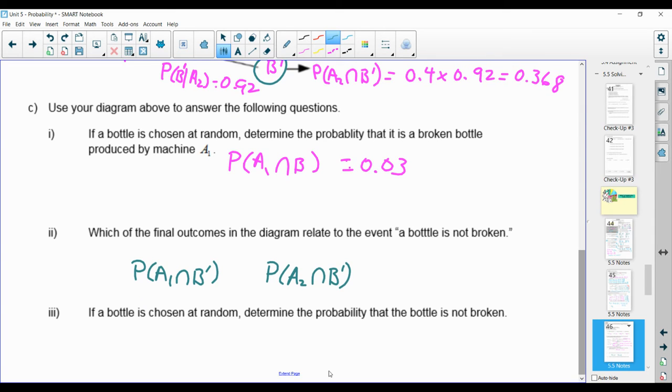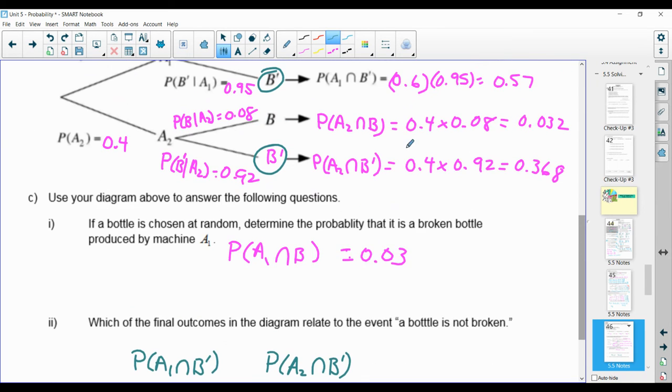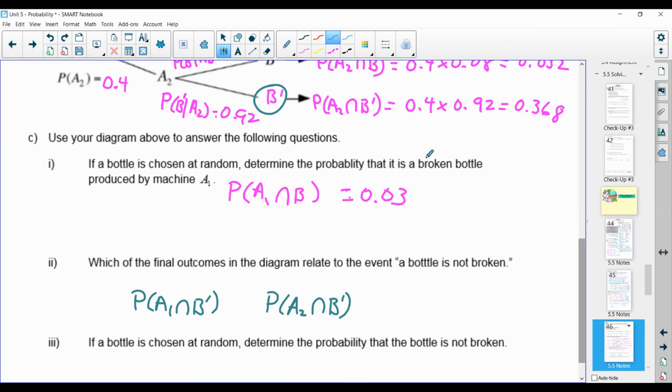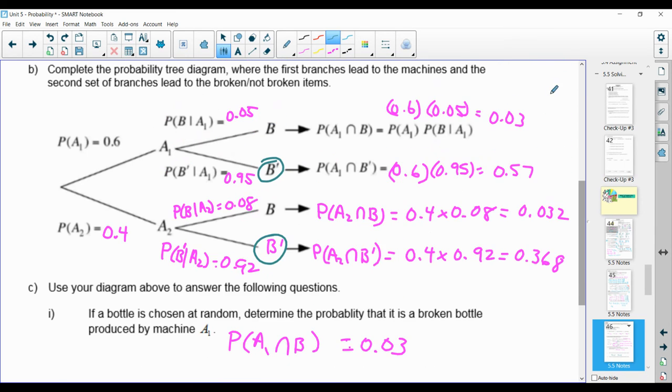And the last question here, it says, if a bottle is chosen at random, determine the probability that the bottle is not broken. So the probability that the bottle is not broken is going to be this one here, so 0.03 plus 0.032. Not broken.